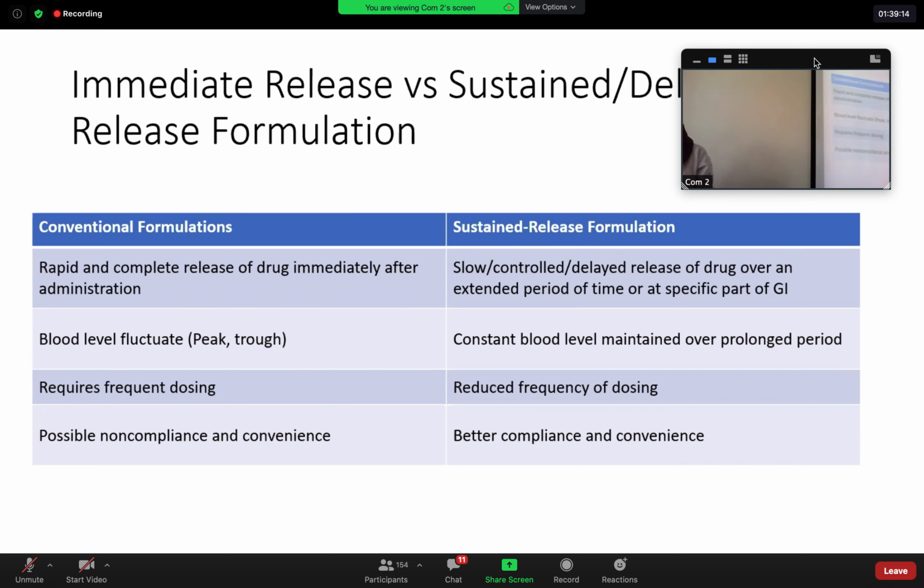If enemas are given as solutions, do they produce sustained release? Less likely. Enemas are mainly used for the local effect, because of their absorption. So it's mainly for the local effect.